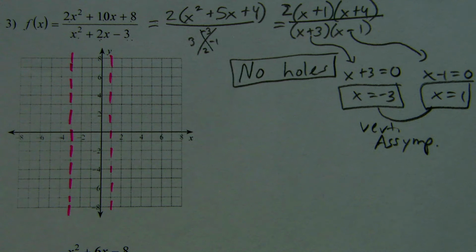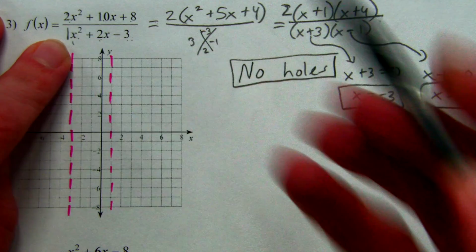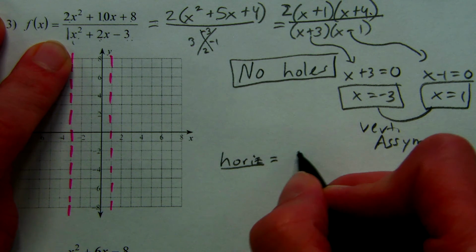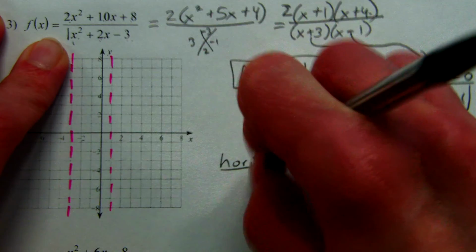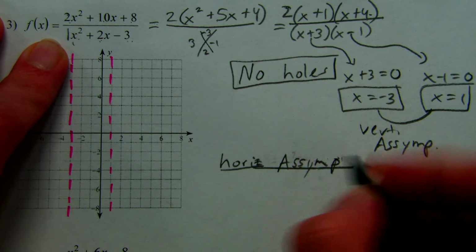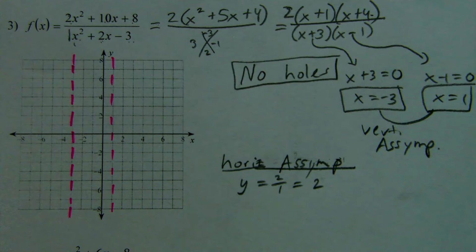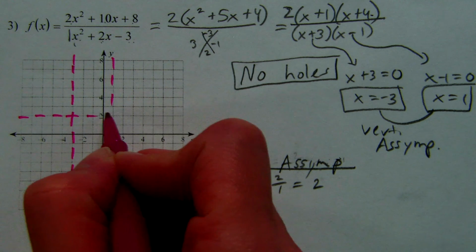Yes. And then to find the horizontal asymptotes, we take the leading coefficients of the top and the bottom and make a fraction. So I've got 2 here, and this would be 1. So my horizontal asymptote on this one would be y equals 2 over 1, which is just 2. And so we would make a horizontal little dashy line up here.